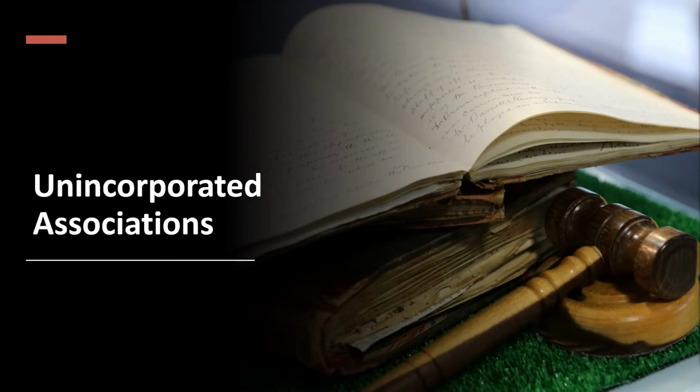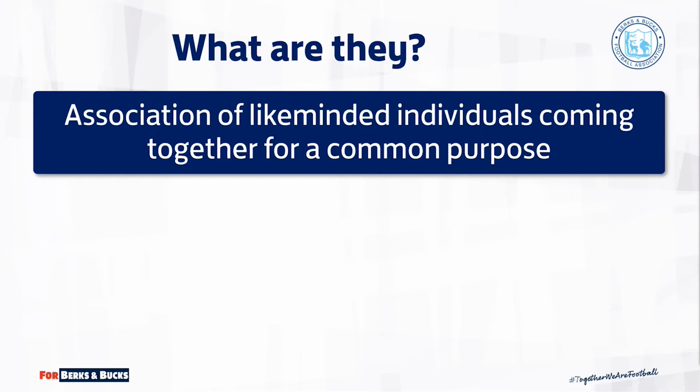Starting off, just looking at unincorporated associations, and don't worry if it's a term you've never heard before. I'll try and break it down as much as possible. An unincorporated association is an association of like-minded individuals coming together for a common purpose. So in other words, a club. This is the default effectively for most community amateur sports groups. By default, I would say that if you don't know what your legal entity is, you are probably an unincorporated association.